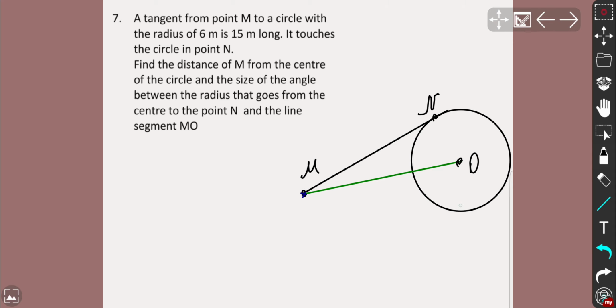So we've got the radius of the circle, which is 6, and MN is going to be 15 meters long. So that's the segment MN. N is going to be the touching point, where the line touches the circle. So one more time about the tangent line: the tangent line is the line that has one common point with a circle.